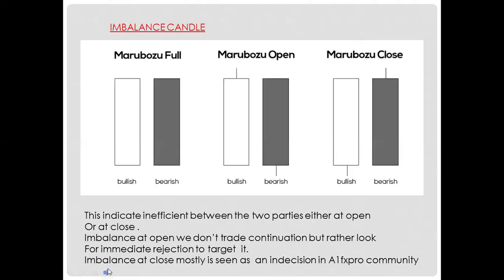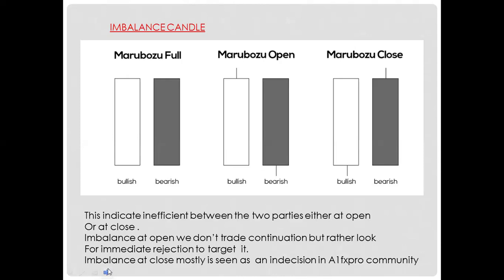So now let's see, we have the Marubozu candle. Normally the Marubozu, I call it the imbalance candle. And the most important one that I use most of the time is the middle one, what we call the Marubozu open. The Marubozu indicates inefficiency between the two parties, either at open or at close. This is the type of candlestick. We can see there is no wick. We call it the no wick candle. So there will be no wick at the opening, or there will be no wick at the close. You can see the first one, there is no wick in both open and close.